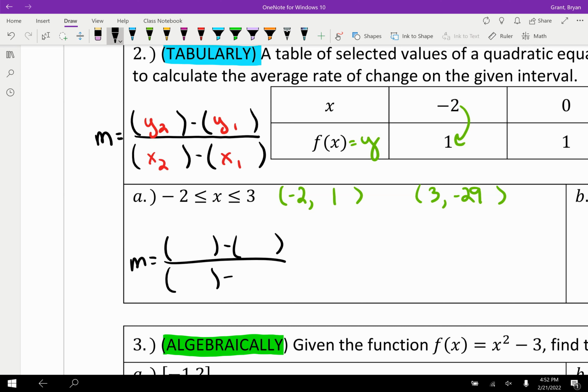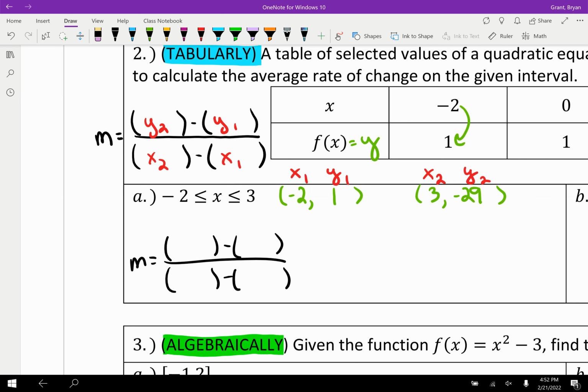of change, and you might want your calculator handy unless your mental math is pretty good, we're going to label these points. -2 is an x, 1 is a y, 3 is an x, -29 is a y. Points always go x, y. -2 is the first x that I came to. Y, or rather 1 is the first y. 3 is the second x, and -29 is the second y. And now we fill them in.